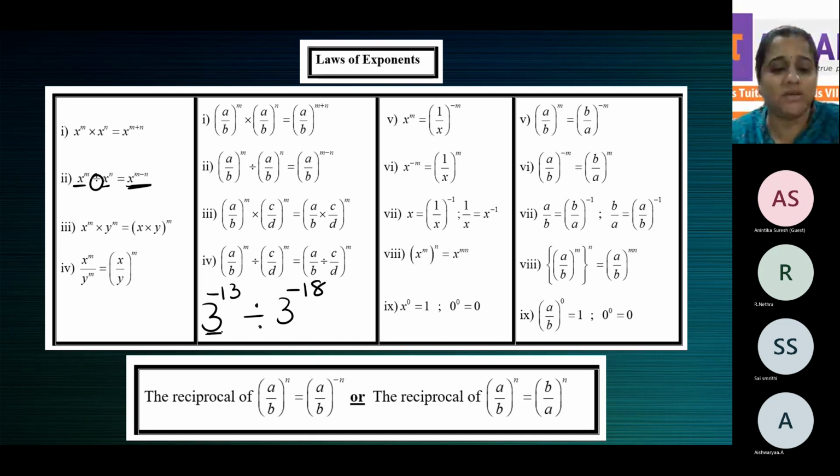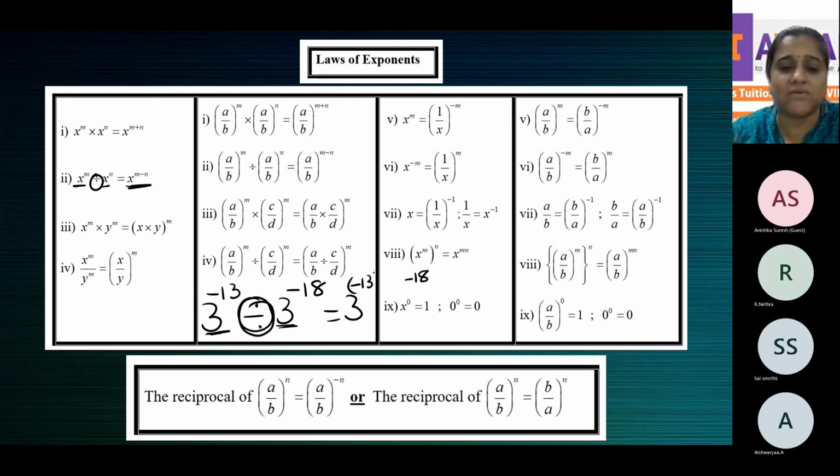So the bases are same, 3 and 3, and the operation is division. So when bases are same and it's division, the rule is subtract the powers. Write the base once and subtract the powers. The powers are minus 13 and minus 18. We need to subtract the powers, so you need to insert a minus sign.